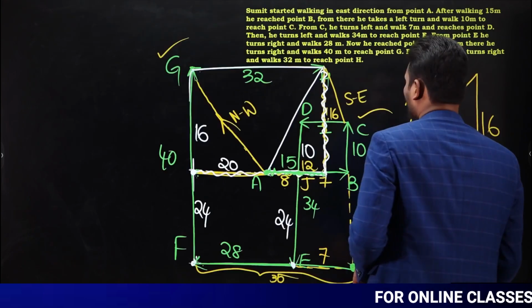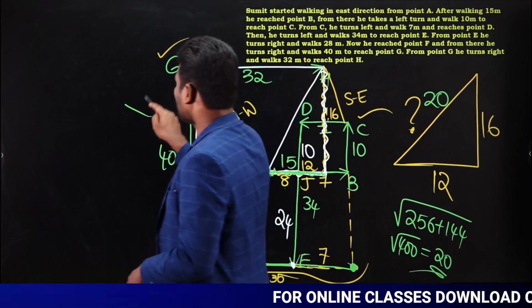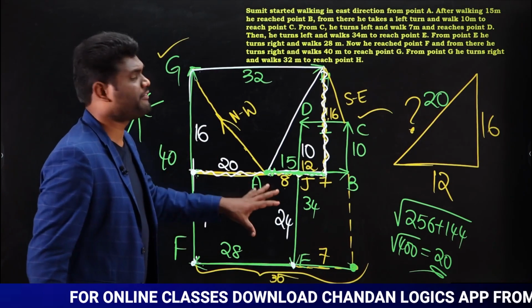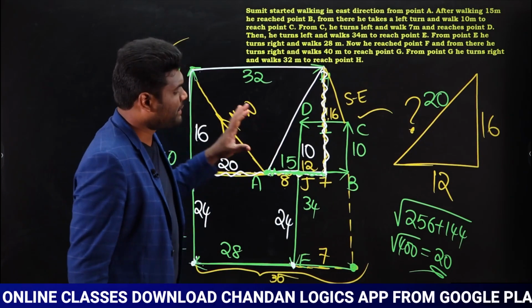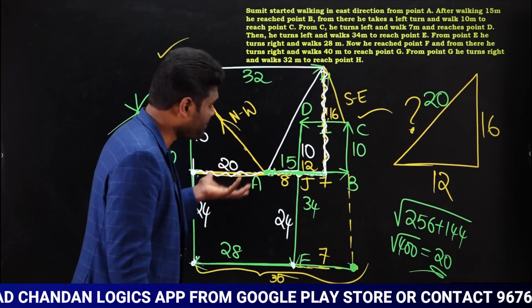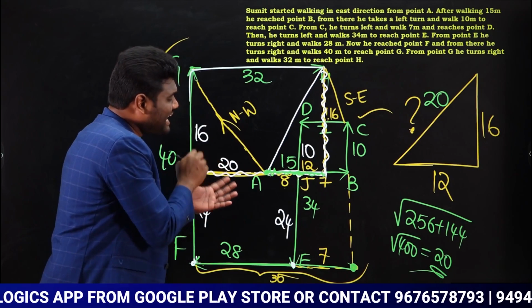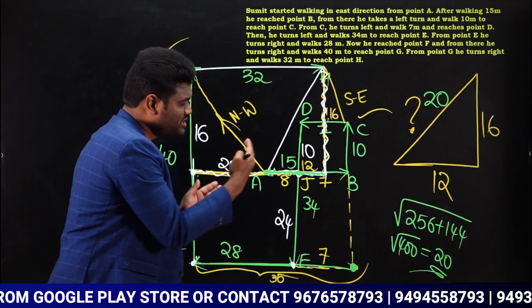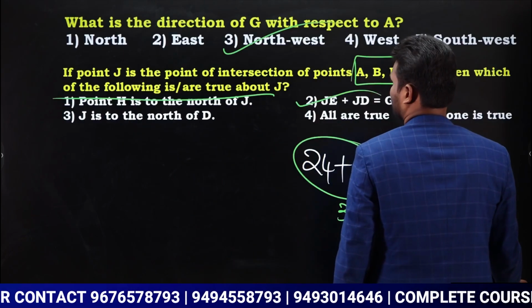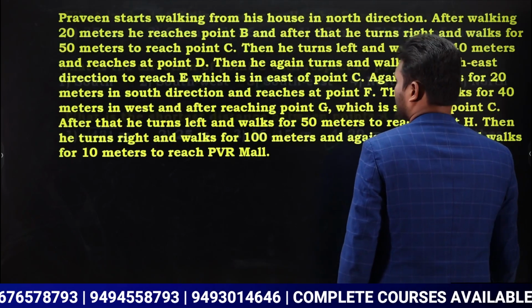Once you are able to represent the figure properly, then automatically you can solve all the 5 questions based upon this. But representing the figure is very, very important. Once you are able to represent the figure properly and analyze the distances that were given, then obviously you can mark all these 5 questions very easily. Okay, so let us look at the next question.